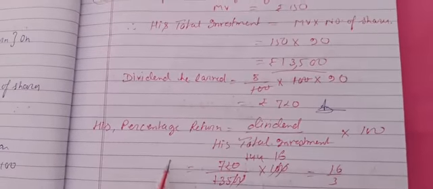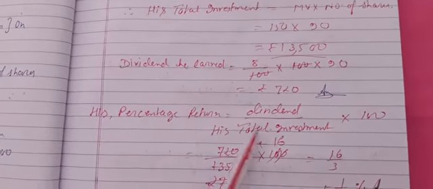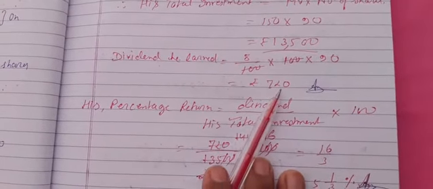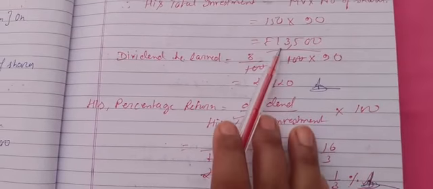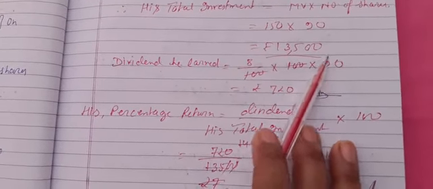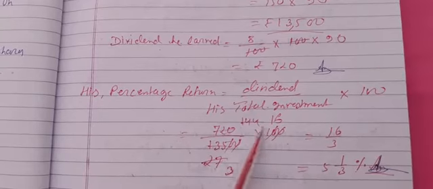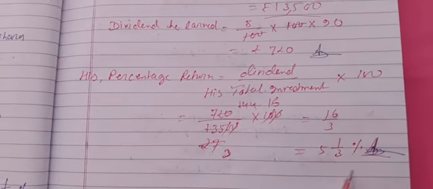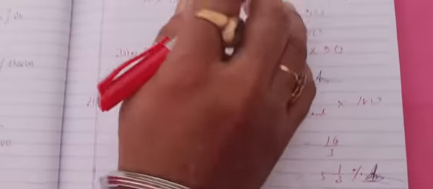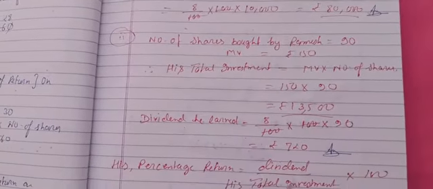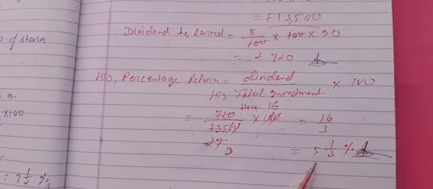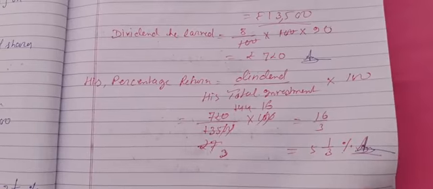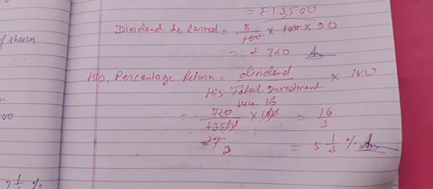Now for the percentage return or rate of return, what we are doing is dividend upon his total investment into 100. How much dividend did he earn? 720. And what was his total investment? That was 13,500. So we have written here into 100, and when we calculated it, this is equal to 16 by 3, that is 5 whole 1 by 3%. This is his percentage return. So these are the three answers. First answer 80,000, second answer 720 rupees dividend earned by Ramesh, and his return percentage 5 1/3%. I hope your answer is clear. So in this video, we have solved this question. Bye bye everyone.